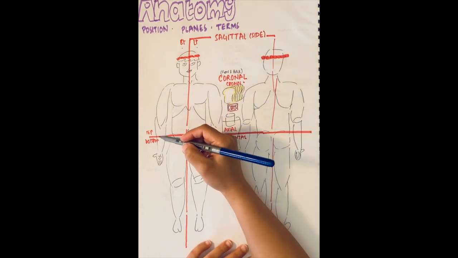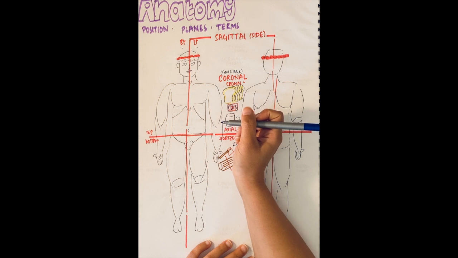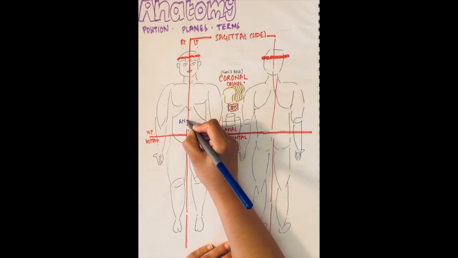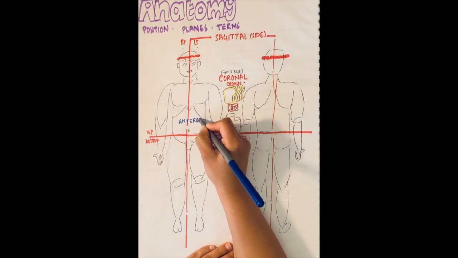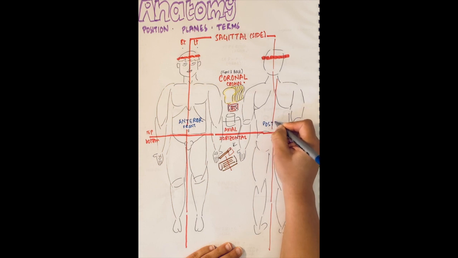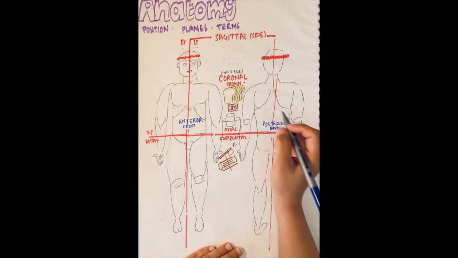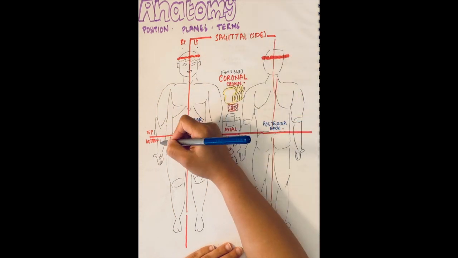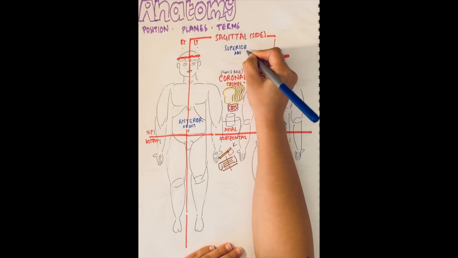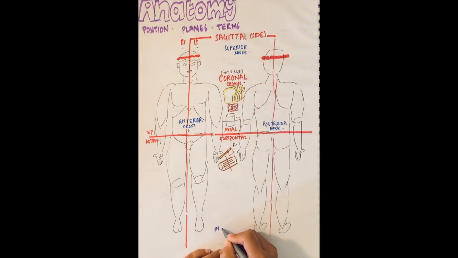Now let's talk about some terminology that's better than saying top or bottom or left or right, because that can differ from where you are and which way you're looking at the body. So anterior is saying in front of or ahead of, and posterior refers to something being behind or at the back. You can say superior for something being above and inferior for something being below.